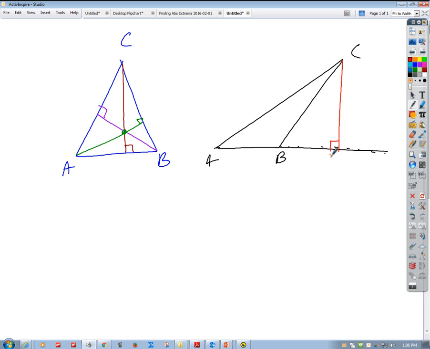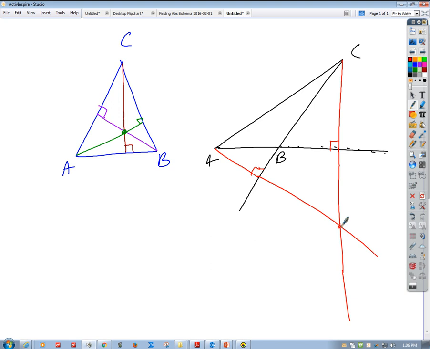And funny enough, it still works. If we still cross all of the altitudes, watch what happens. If I make an altitude now that goes from A down and intersects the opposite side perpendicularly, what's that going to look like? I get something like that. If I continue that, they intersect clear down here.